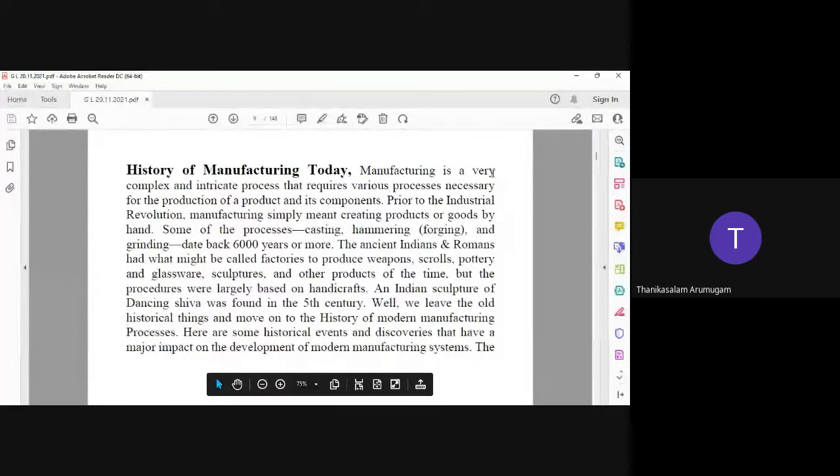So manufacturing is a very complex and intricate process that requires various processes necessary for the production of a product and its components. For industrial revolution, industrial manufacture simply means creating products or goods by hand. In olden days, what did they do?